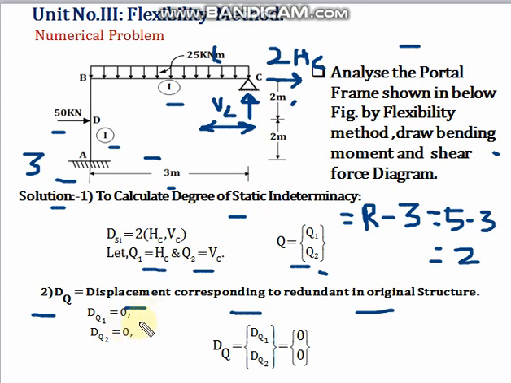Now we have to check whether there is any displacement in the direction of that redundant force. The first redundant is HC. There is no displacement in the direction of HC, so the displacement we write here, dq1, is equal to 0. There is no displacement in the direction of vertical redundant VC, so dq2 is equal to 0. So written in the matrix form, dq is equal to dq1 and dq2, and both values are 0.